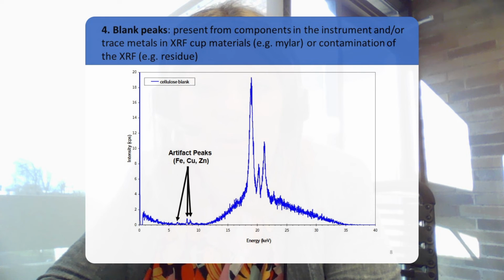It is also possible to subtract the blank spectrum from your actual spectrum. There are some corrections that need to be made to do that correctly, such as normalizing the spectra to the Compton peak, but let's save that for another lecture.